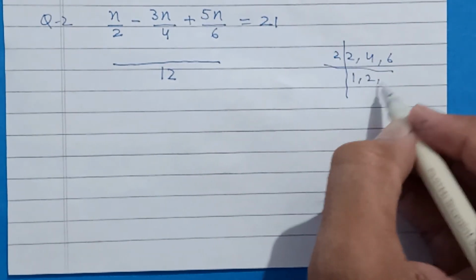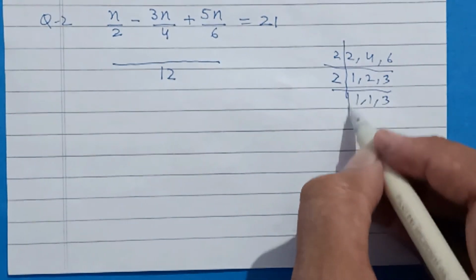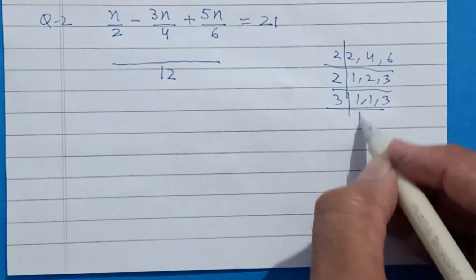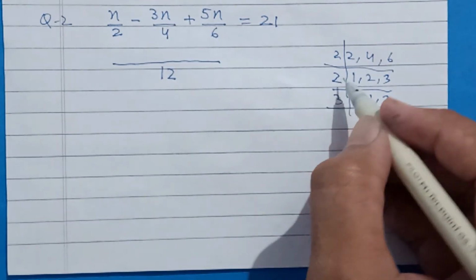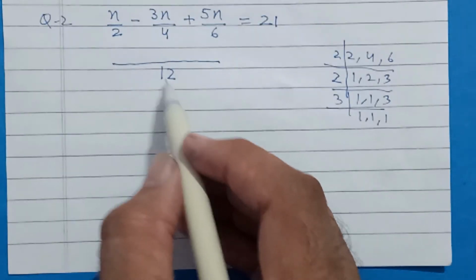2 1s are 2, 2 2s are 4, 2 3s are 6. Again 2: 1, 1, 3, and again 3: 1, 1, 1. 3 2s are 6, 2 6s are 12. So LCM is 12.